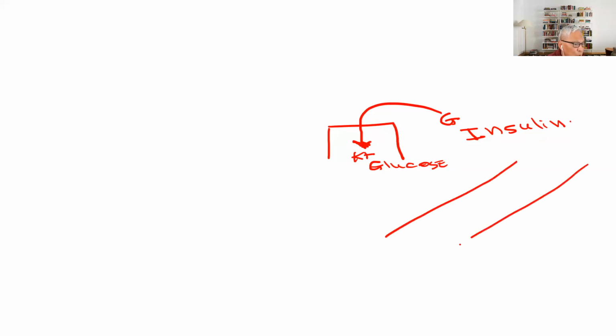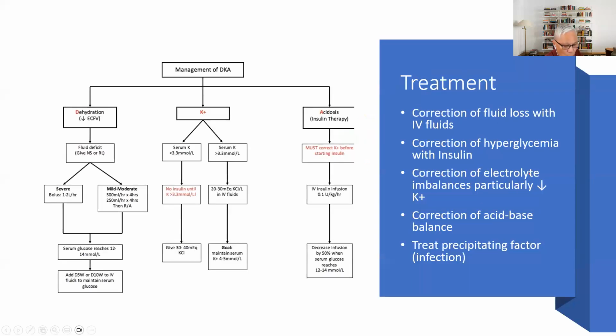So what's going to happen to this potassium over here? What happens to the potassium over here in the vascular bed if you give insulin? It is going to go into the cell. So you will now have hypokalemia.